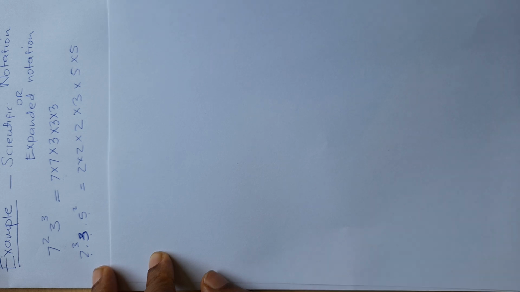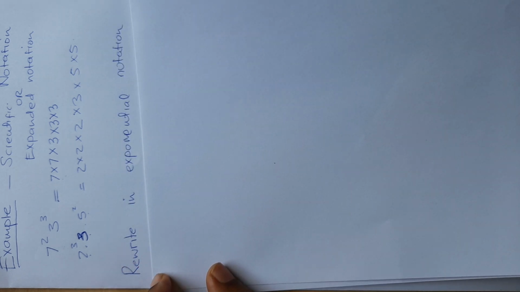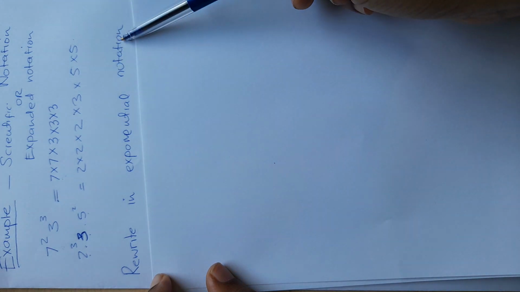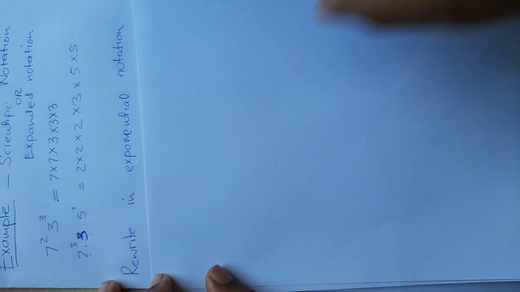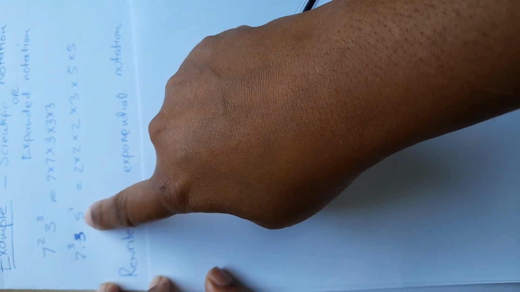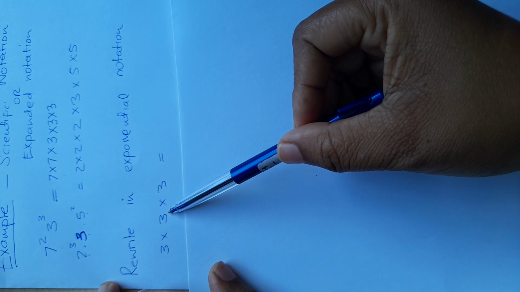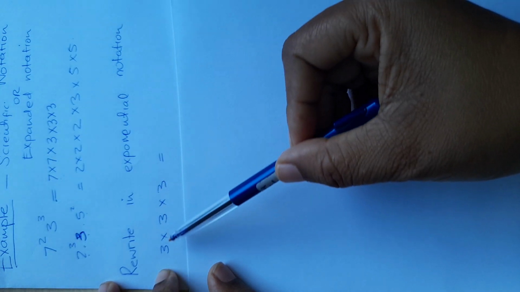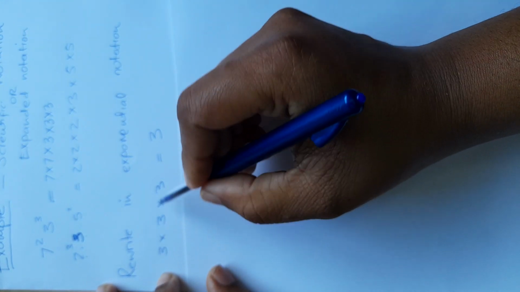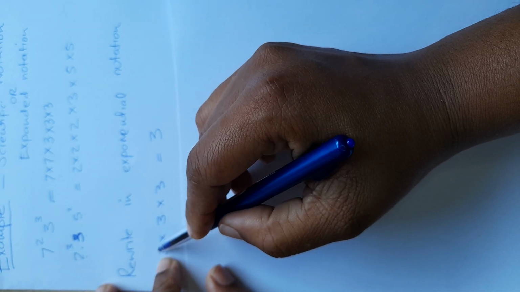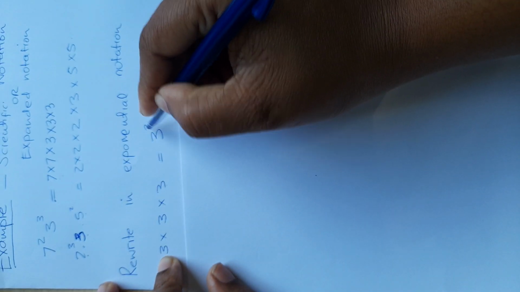Now let's continue. I want now to rewrite the numbers in exponential notation. Okay. So they will give us a number that is in expanded notation. So we must rewrite it in exponential notation. Okay, let's look. So now, for example, we have this in expanded notation and we must write it in exponential. Exponential, you must have a base. Okay, so my base here is 3. Okay, how many times is 3 multiplied here? 1, 2, 3. So it's going to be 3 to the power 3.